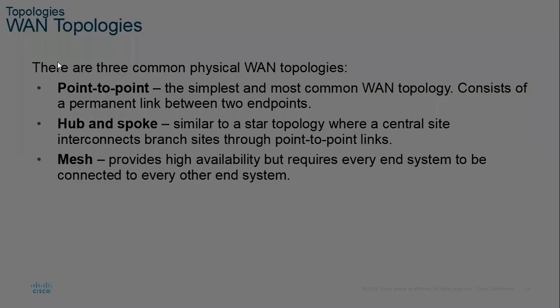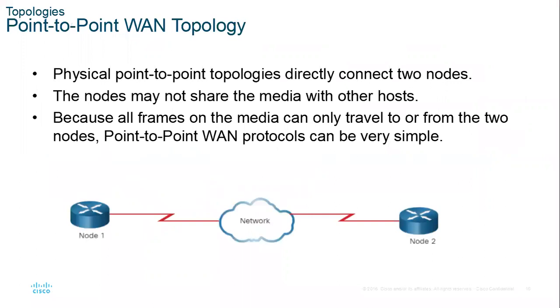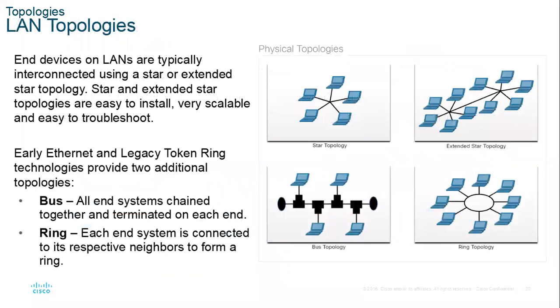Okay, let's move on. So point to point, we've explained this. So that's what we talked about: the star topology, extended star topology, ring topology, and bus topology. All end systems chained together and terminated at each end. You see the bus and the ring, they are legacy token ring technologies that provide two additional topologies. So they are kind of outdated. So you see the star and extended star more often.